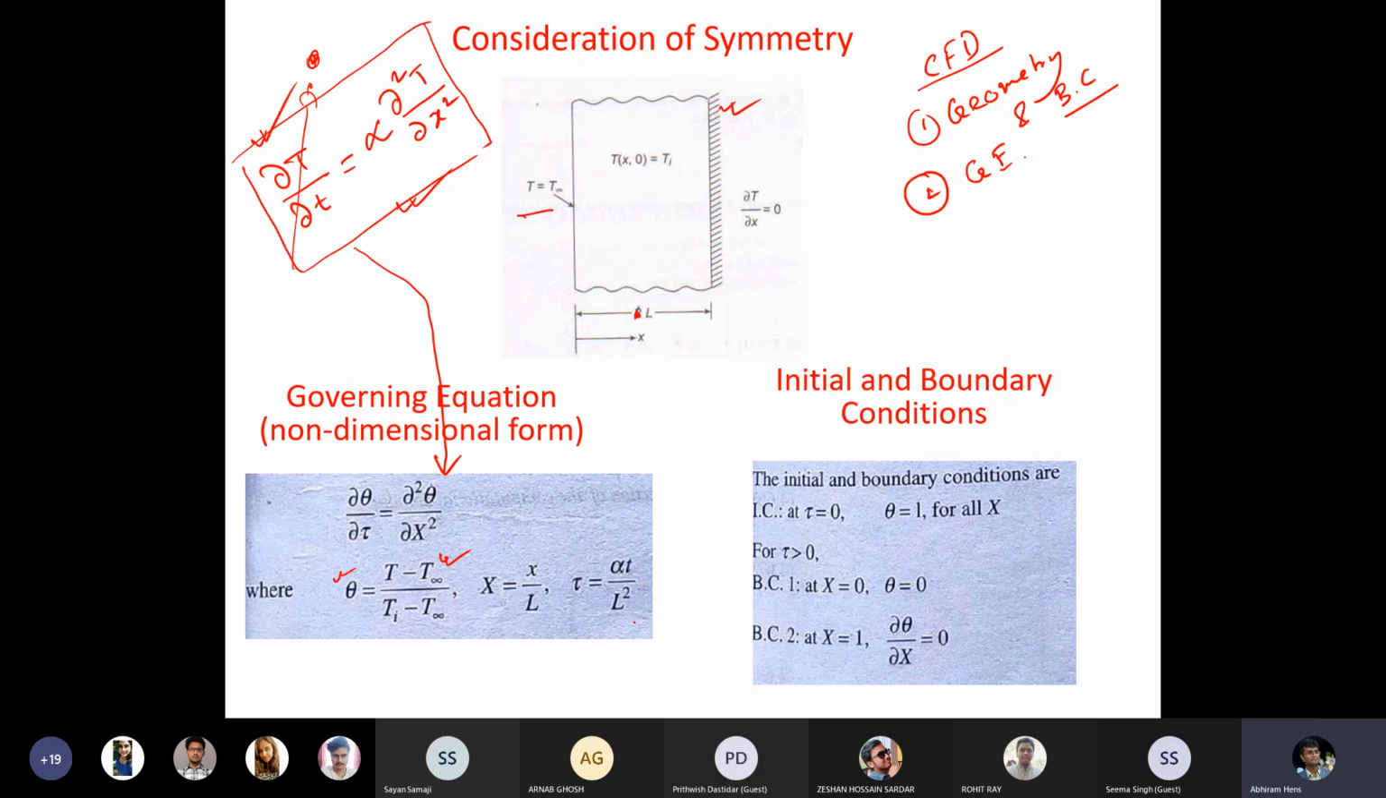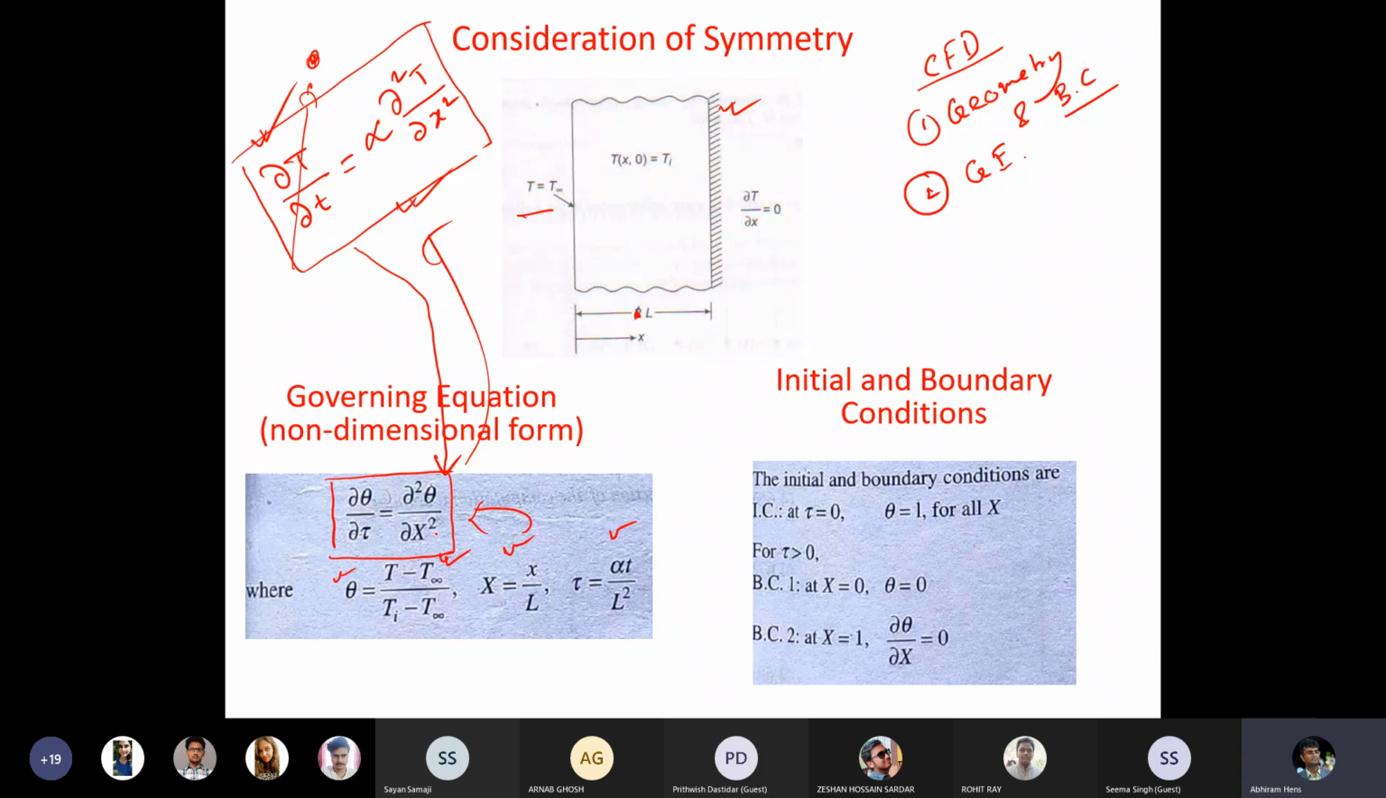Now if you substitute these values in this particular equation, you will get back this equation. In order to take the help of non-dimensionality, we are simplifying the equation in this format, because this has some mathematical advantage. So my governing equation is right now this one, d theta by d tau is equal to d2 theta by dx square. This is a second order differential equation, and I need to now solve it.